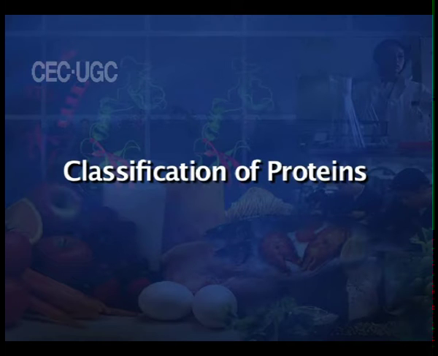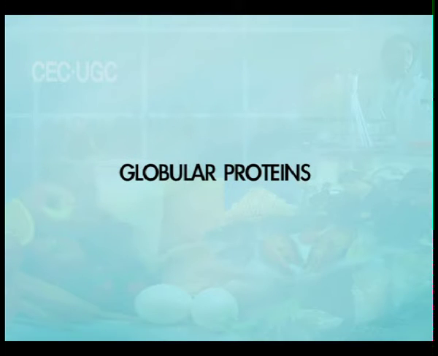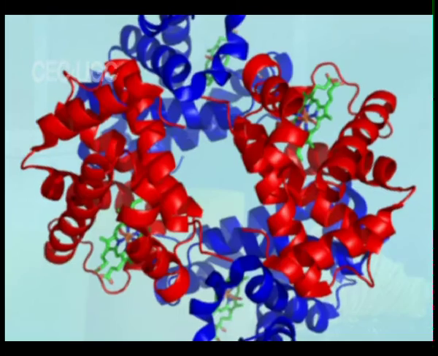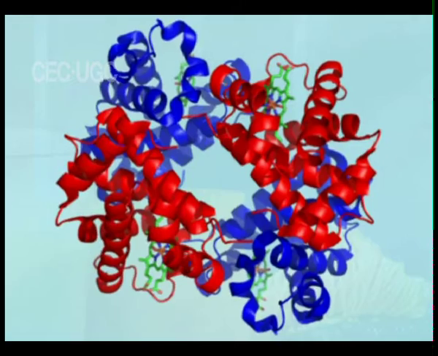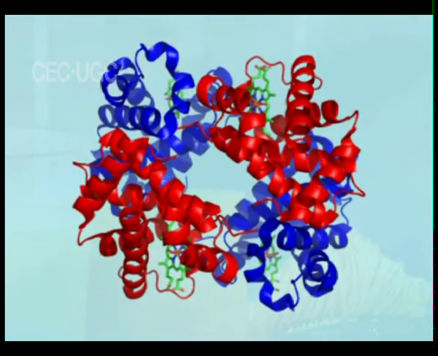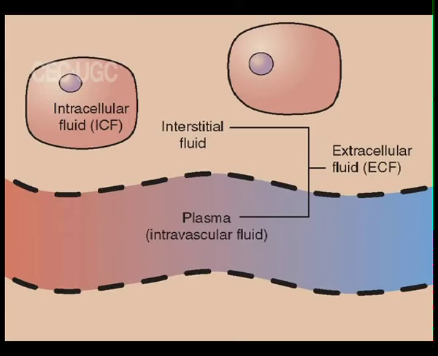Now, if you look at the classification of proteins, proteins are classified basically based on the structures. The first type of proteins are globular proteins. These are spherical, water soluble, and they have a hydrophobic interior. By hydrophobic we mean the amino acids which repel water, and hence they make up the interior part of the protein. The exterior amino acids are hydrophilic, which helps the protein to be soluble in water or aqueous solutions like the intracellular and extracellular fluids.